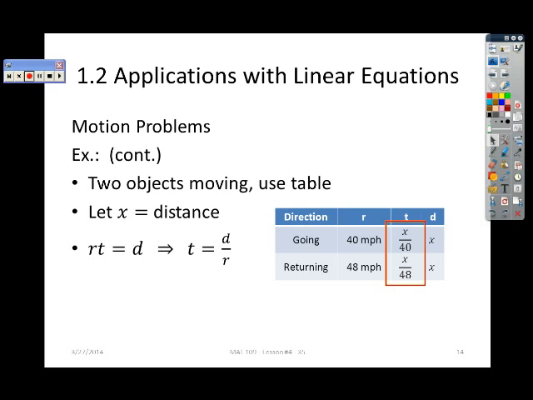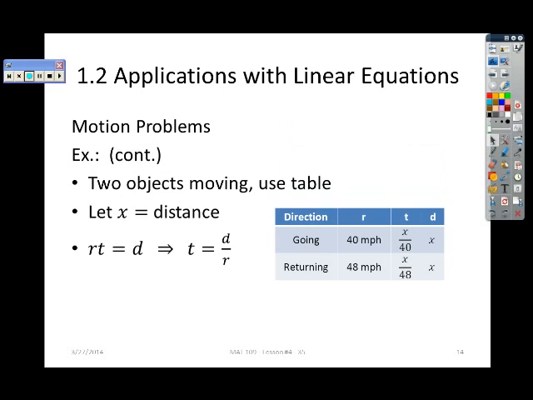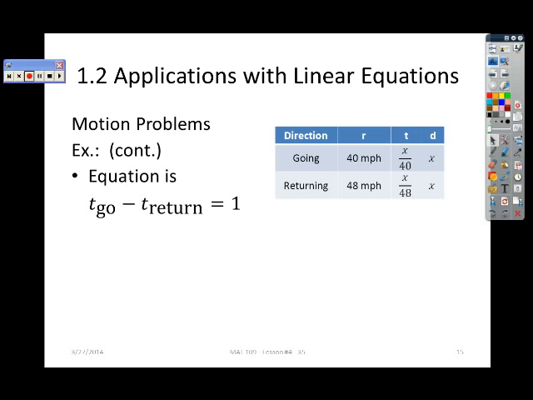If you divide by a larger number, you get a smaller one. So this fraction is smaller than this fraction. So we need to subtract this minus that is equal to 1. That minus that is equal to 1 hour. This time minus this time is equal to that difference of 1 hour.